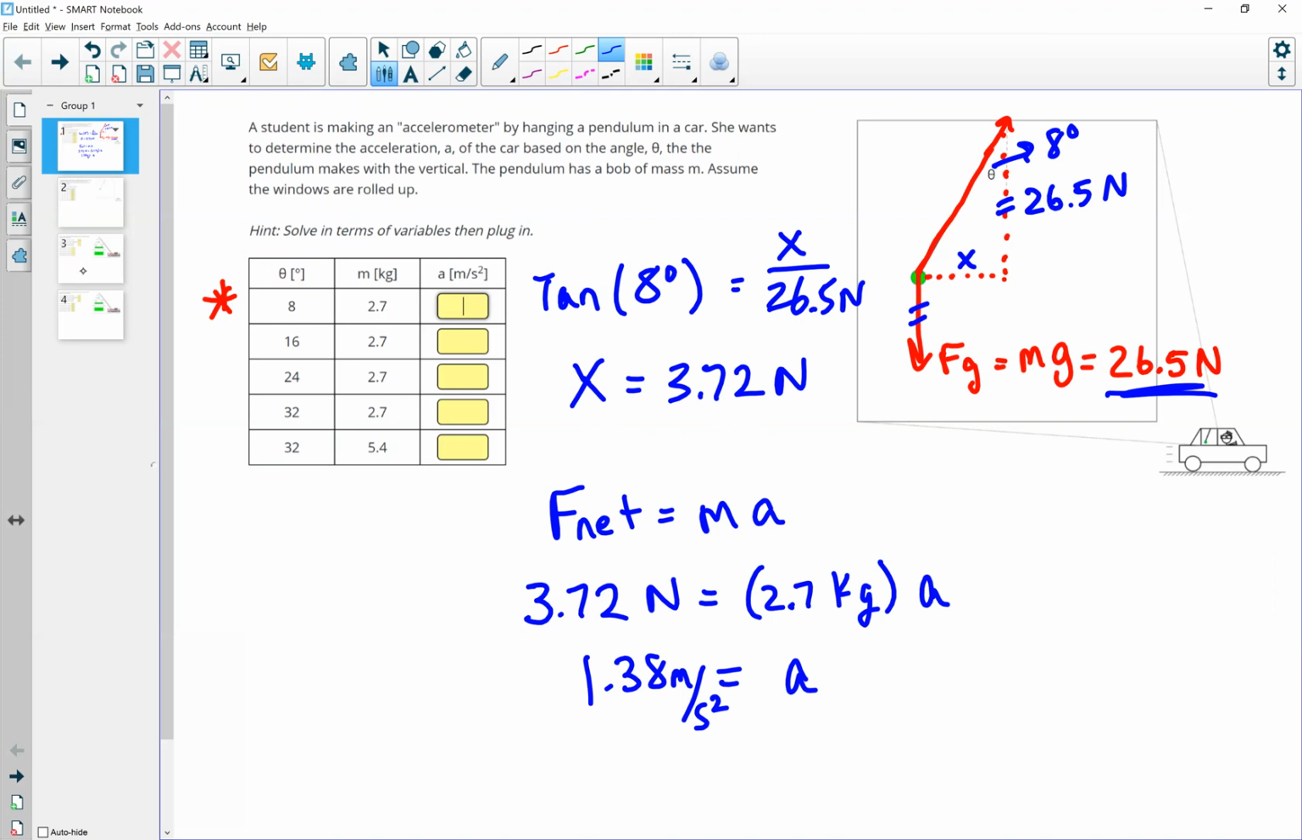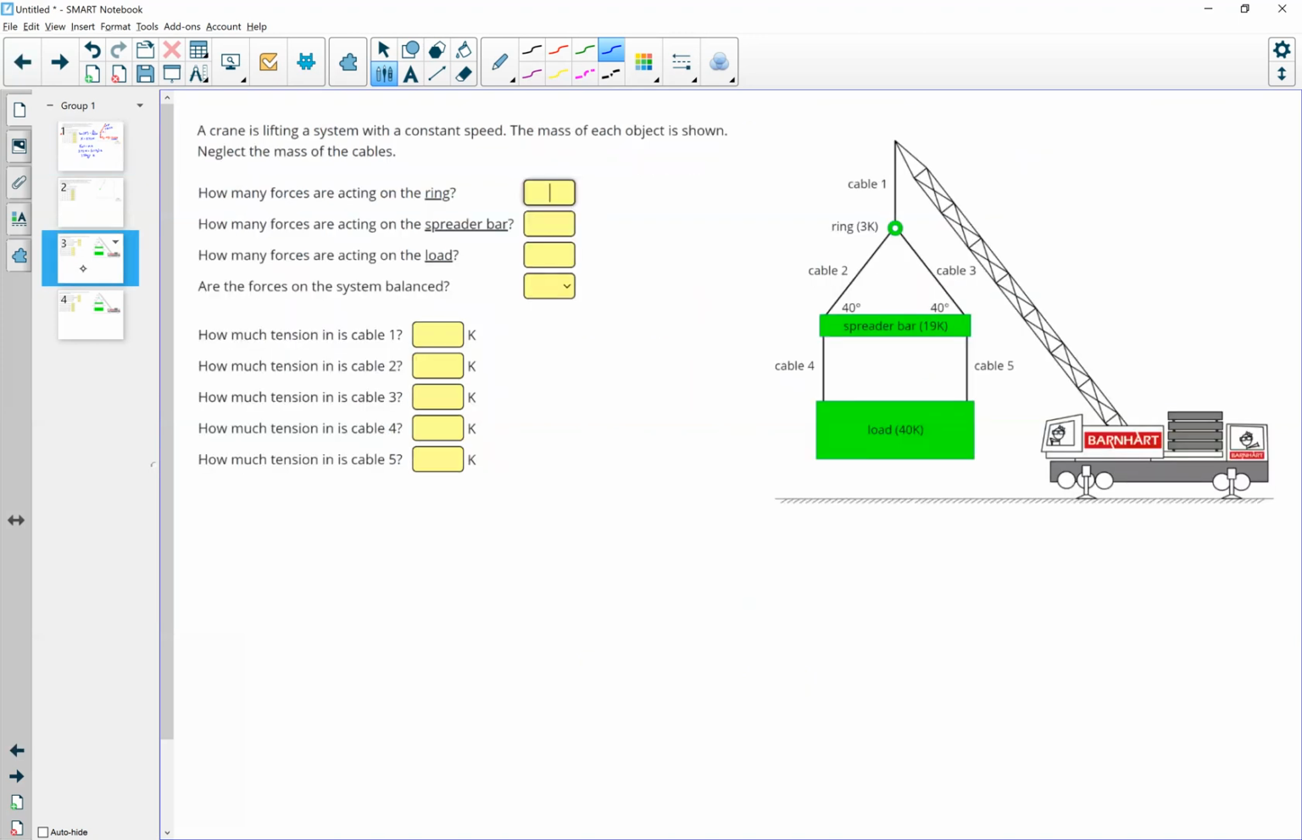For the next question, it says a crane is lifting a system with a constant speed. The mass of each object is shown. Neglect the mass of the cables. So we're just ignoring the mass of the cables themselves. They're negligible compared to everything else.